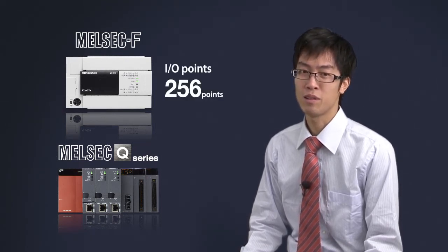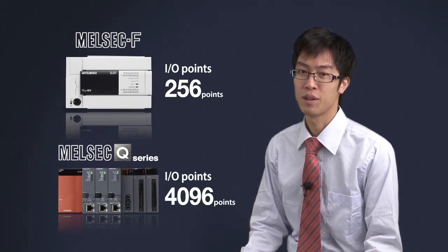One of the other big differences is that the maximum number of I/O points for FX series is 256 points, and for Q series is 4,096 points.